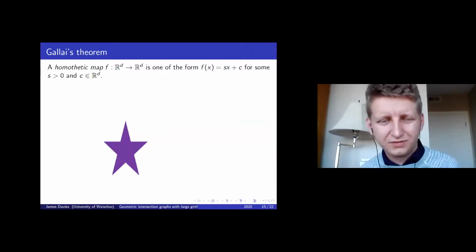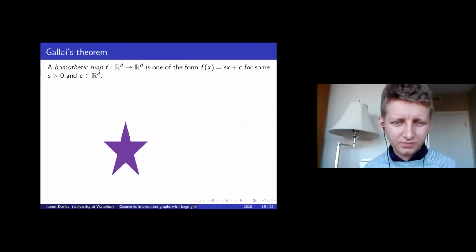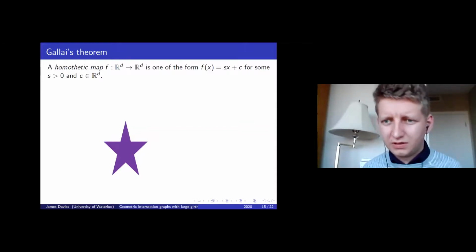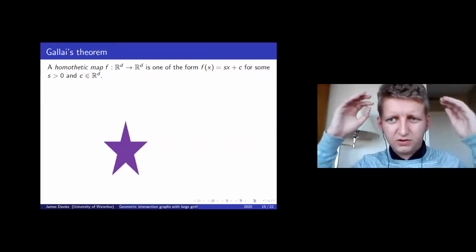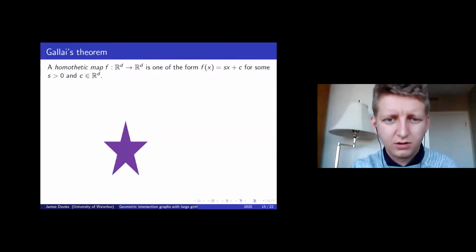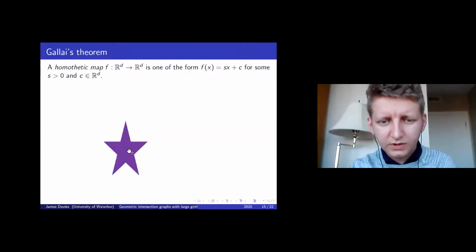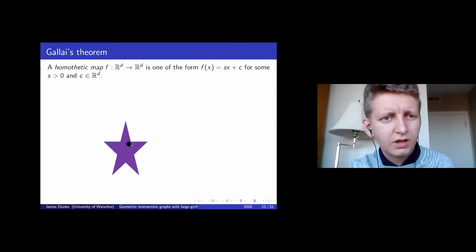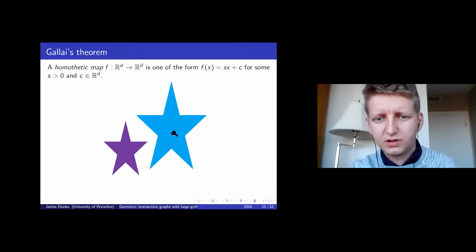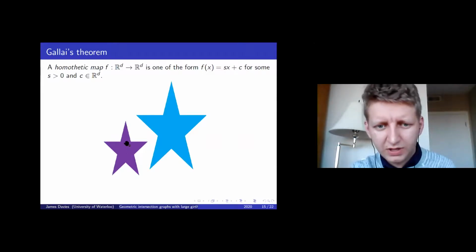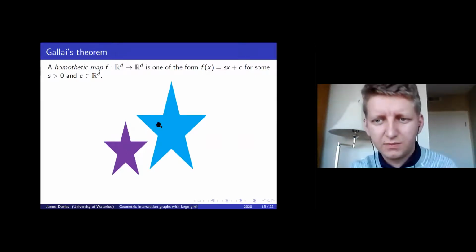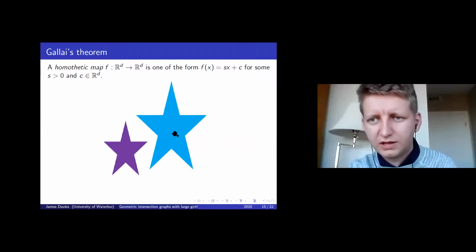So a definition for that first. We say a homothetic map is one where we have uniform scaling and a translation. So for example, this purple star, we can have a homothetic copy being this blue star because it's obtained by uniformly making it bigger and translating it over here.